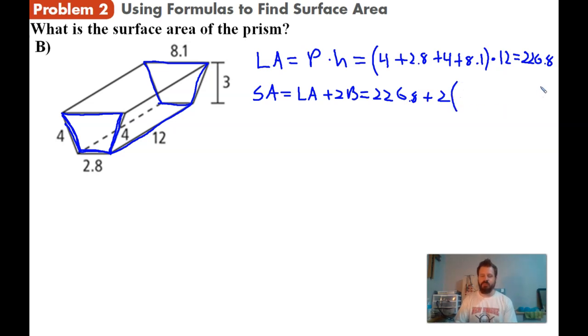And then the formula we use for the base is going to be the area formula for whatever type of base you're looking at. In this case, it's a trapezoid, so we've got to use our one half times height, which is 3 here, distance from base of the trapezoid to base of the trapezoid, and then times base 1 plus base 2. And the bases of my trapezoid would be the 2.8 and the 8.1.